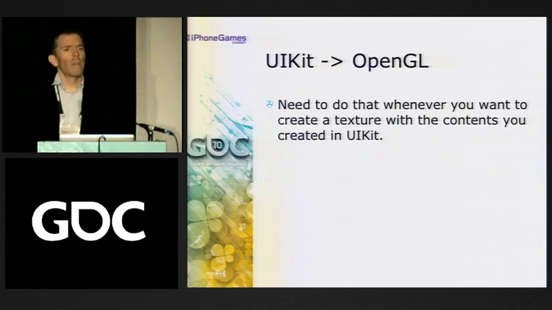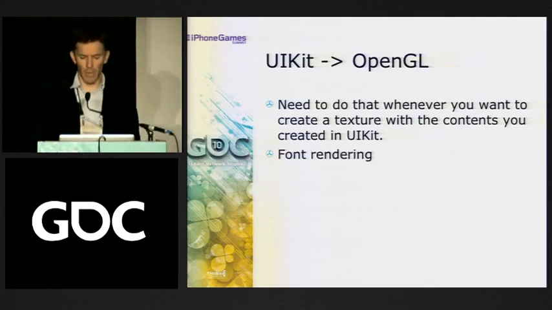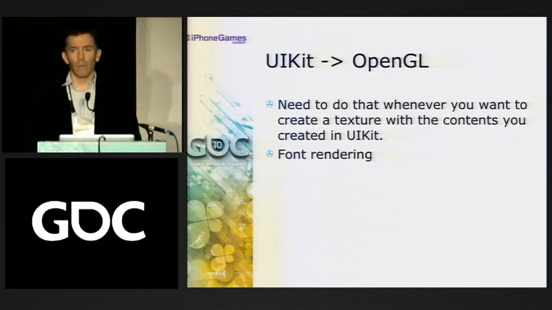Whenever you've created something in a UIImage or in a CG context that you actually want to put in a texture in OpenGL and then somehow use it, you can do all sorts of crazy things with it, but an obvious one would be font rendering. OpenGL is notorious for lack of font rendering. UIKit has some decent things, and the latest SDK has some really good font rendering functionality in it. So you could take that and upload it to a texture and then use it with OpenGL.